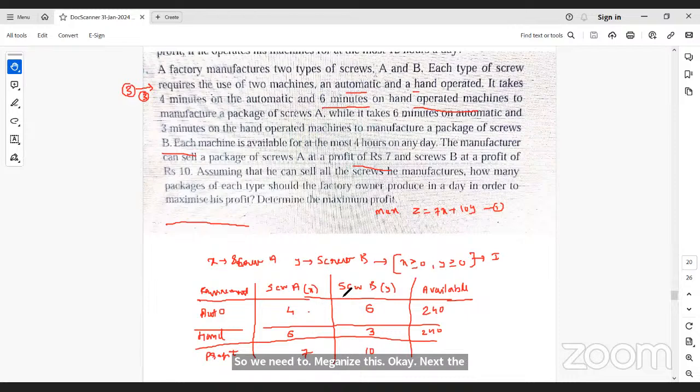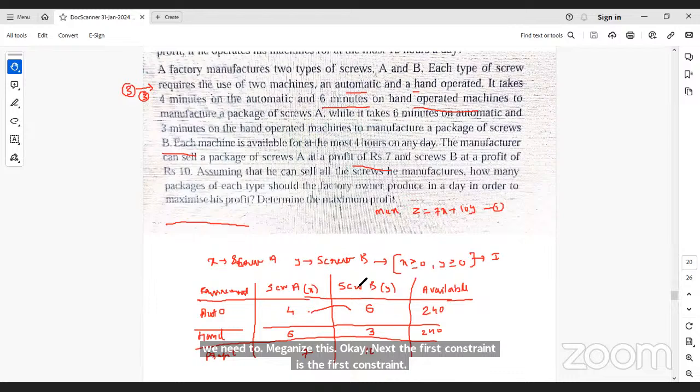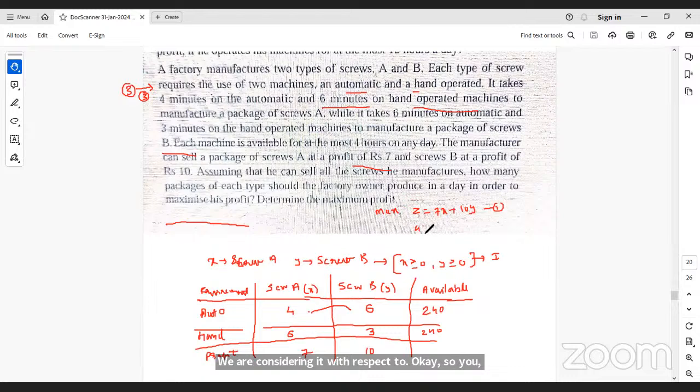See, the first constraint, we are considering it with respect to, okay, screw. So the first constraint will be 4x plus what? 6y, on the automatic machine, and the number of minutes it is available is 240. So maximum it is available 240. And you can divide this, it will be 2x plus 3y less than or equal to 120. Okay, this will be the first constraint.